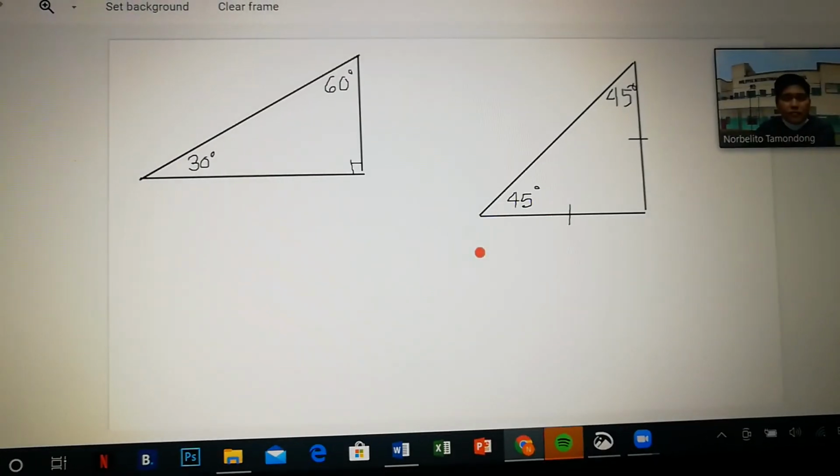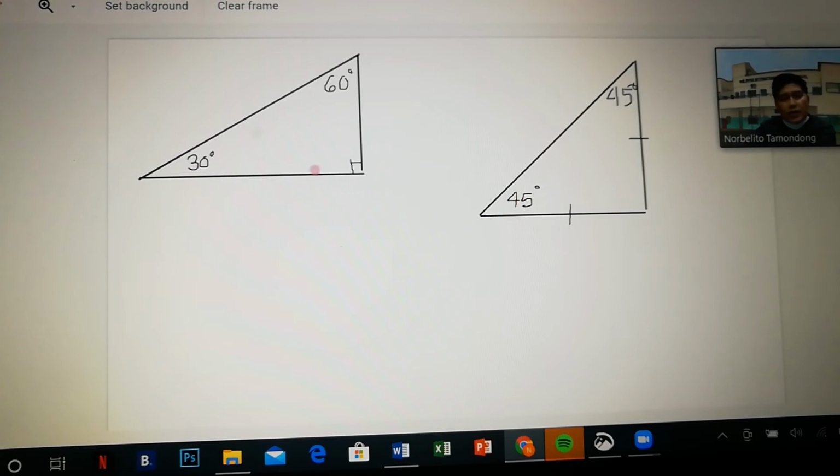Next. Okay, let's see here. Given the hypotenuse, our example is this is equal to 10. So the hypotenuse is given. How do you find the shorter leg? We just simply multiply by 1/2. So 10 times 1/2. What is 10 times 1/2? 1/2 of 10 equal to 5.